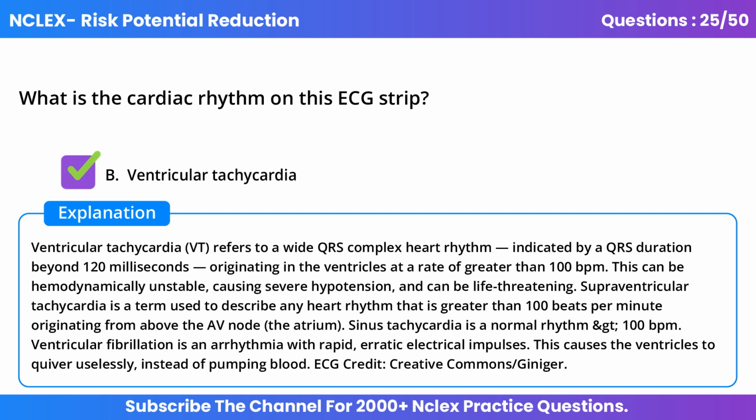Supraventricular tachycardia is a term used to describe any heart rhythm that is greater than 100 beats per minute originating from above the AV node, the atrium. Sinus tachycardia is a normal rhythm and greater than 100 bpm. Ventricular fibrillation is an arrhythmia with rapid, erratic electrical impulses. This causes the ventricles to quiver uselessly, instead of pumping blood. ECG credit, Creative Commons Jiniger.